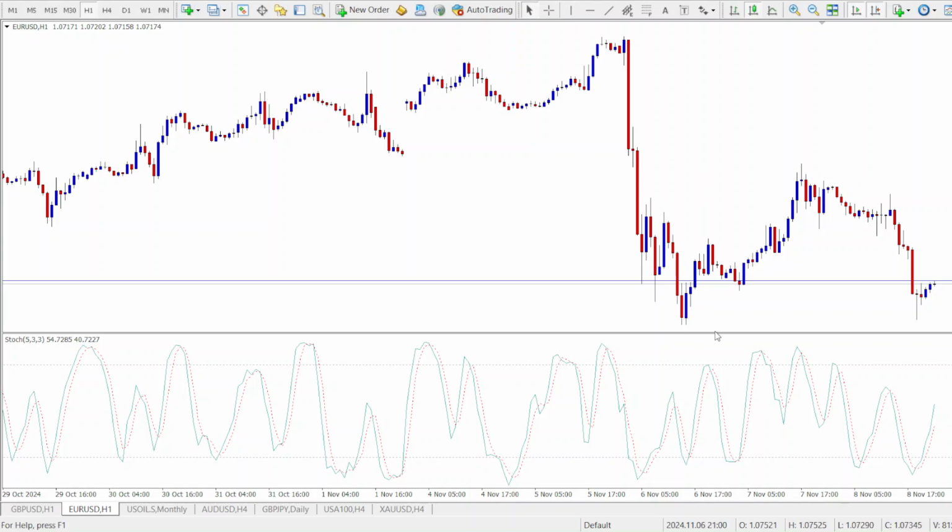As you can see, this would have been a great spot to enter a buy. Stop loss would have been below the swing low. Take profit could have been at the nearest resistance zone, or we can just wait for the stochastic oscillator to enter the overbought territory and begin to cross downward before we exit our buy.